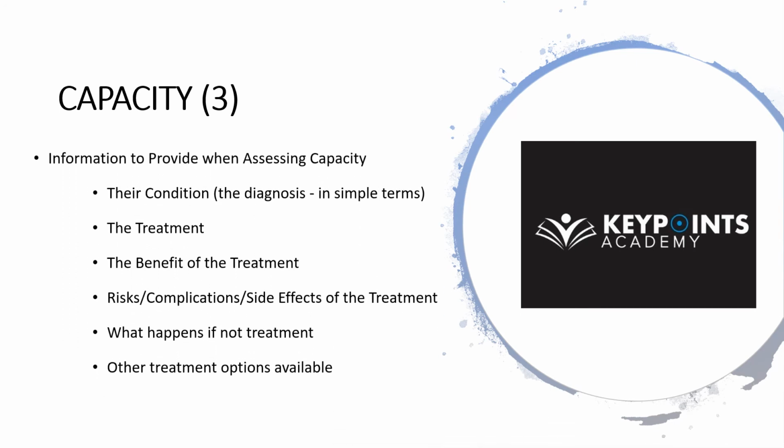Now, when you want to assess capacity, what information do you provide to the patient? For the patient to have an understanding, you must have provided some information, which the patient will understand, retain, process and reproduce to you. So what information should you provide? Number one, information about their condition. What have they come with? What is your diagnosis?